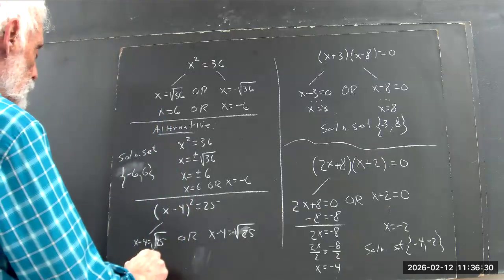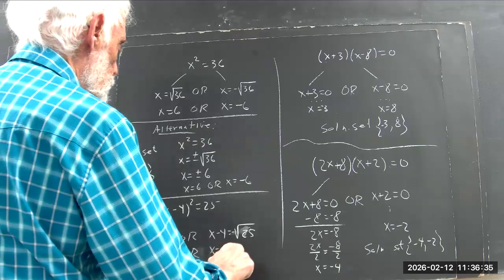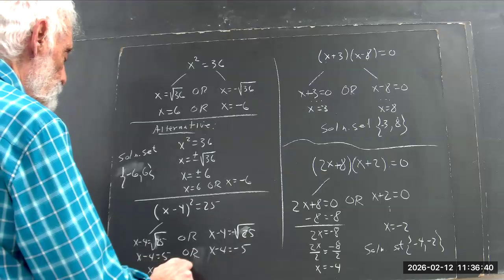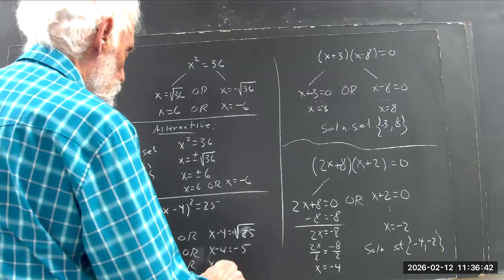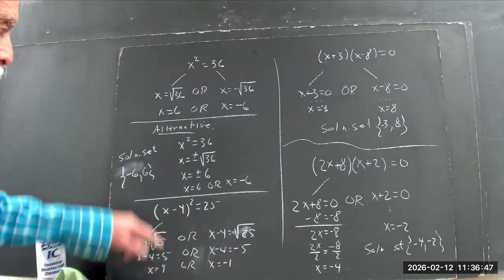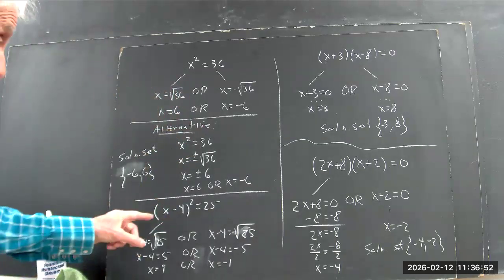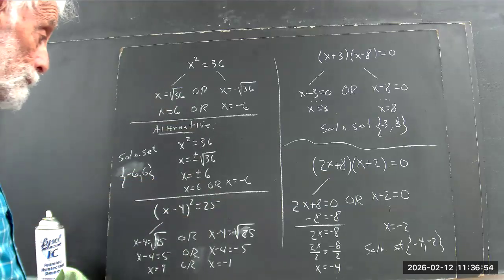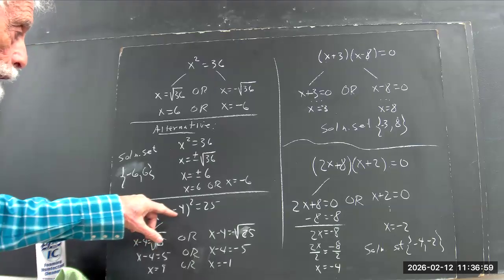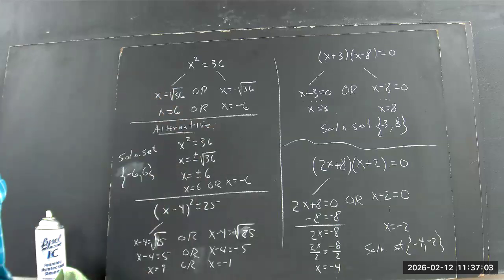So x minus 4 equals 5, or x minus 4 equals negative 5, so that x equals 9 or x equals negative 1. Then you check. You put 9 in here. What's 9 minus 4? It's 5. What's 5 squared? It's 25. If x equals negative 1, you get negative 1 minus 4, which is negative 5. Square that, you get 25.